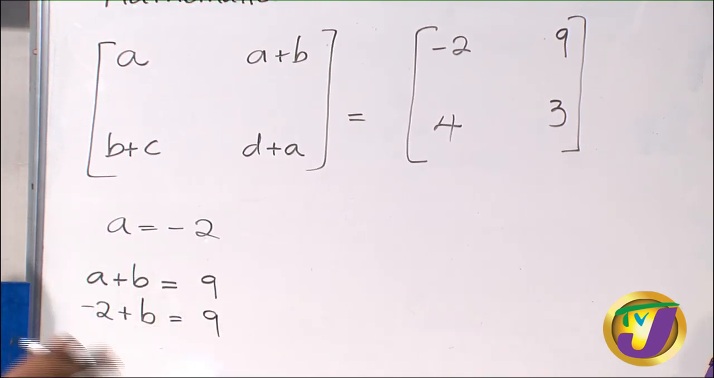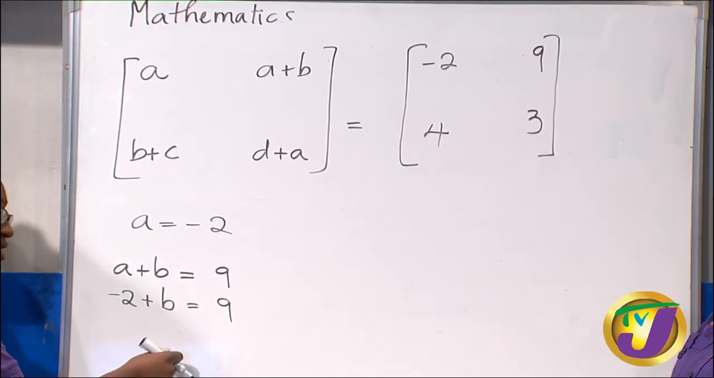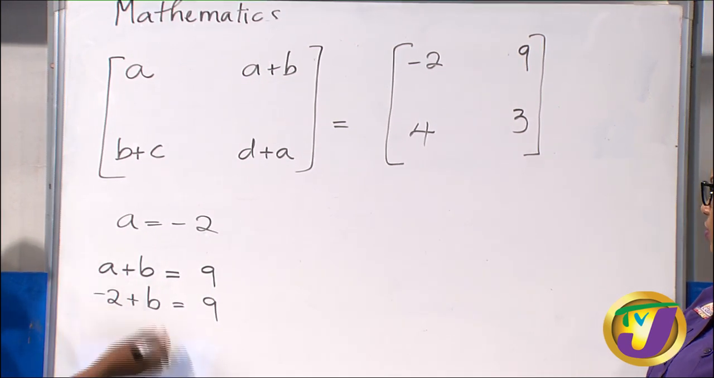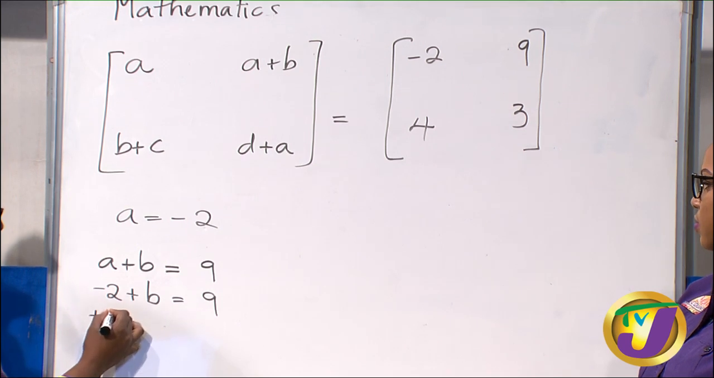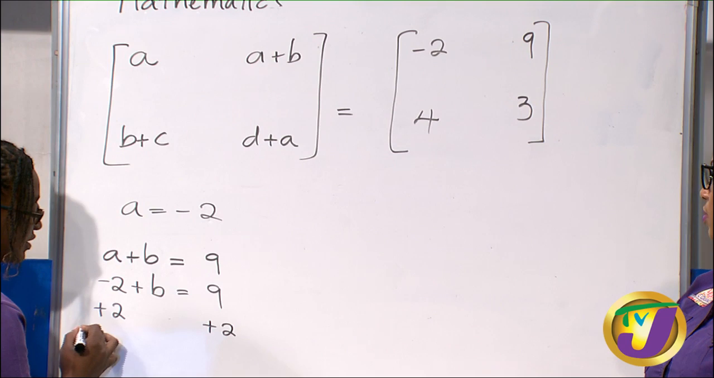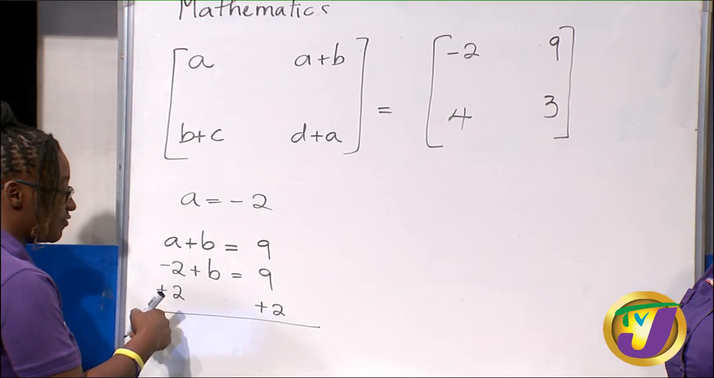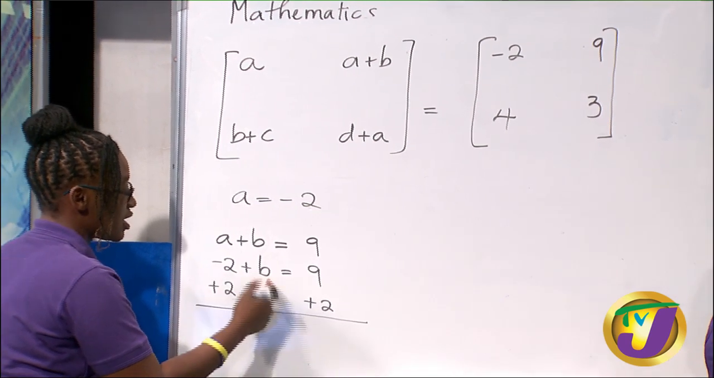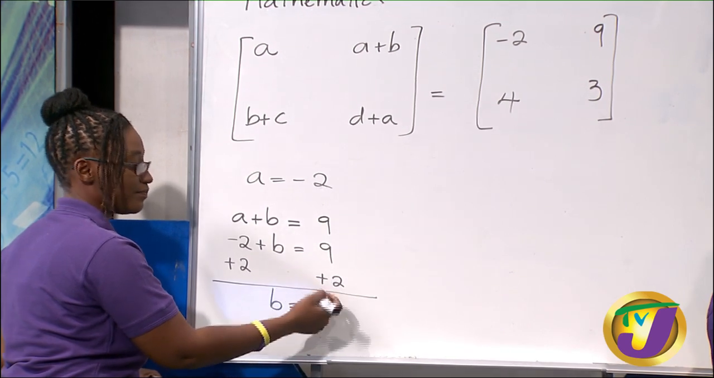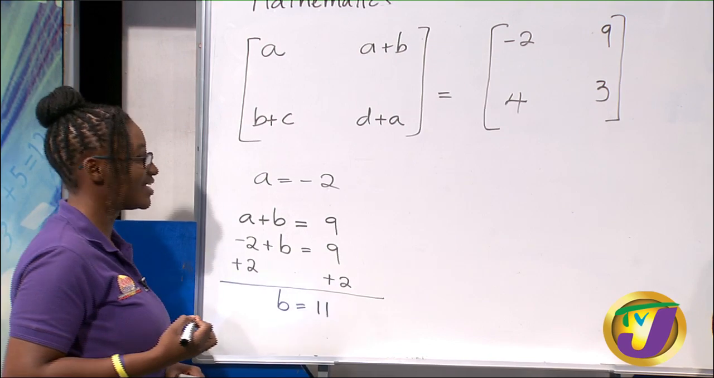And we're back to that equation again where we need our variable by itself, so we're going to be doing the inverse operation. Here I'm going to be adding 2 to both sides. So -2 plus 2 gives us 0, and now I have B equal to 9 plus 2, which is 11. Easy peasy.